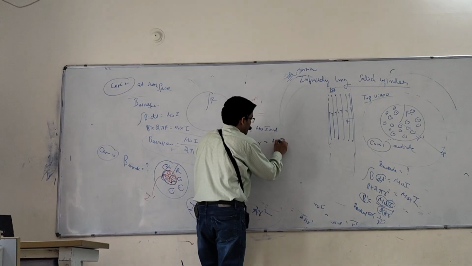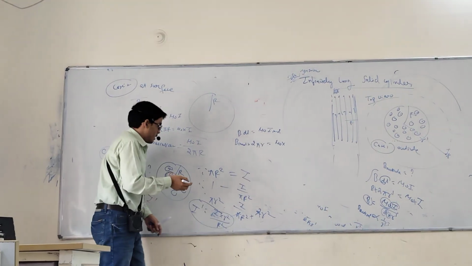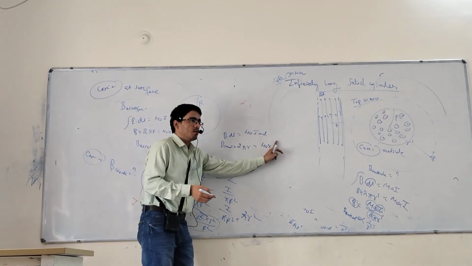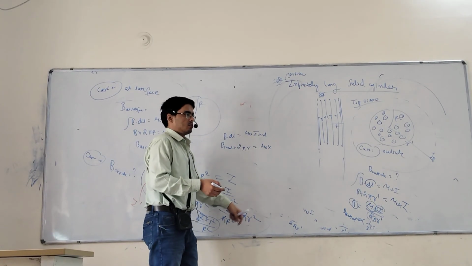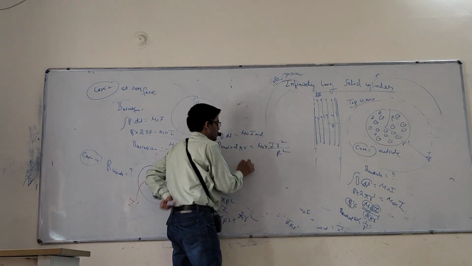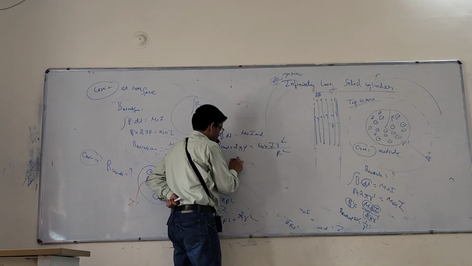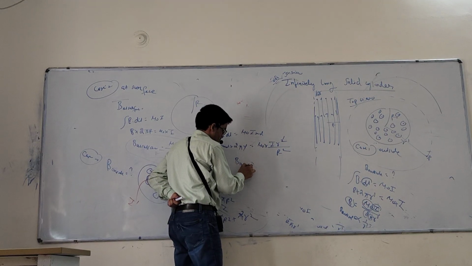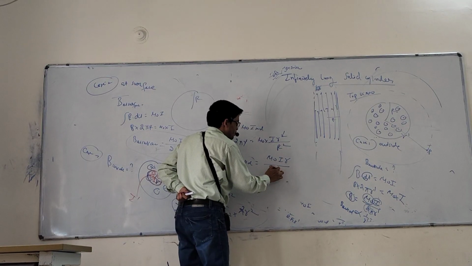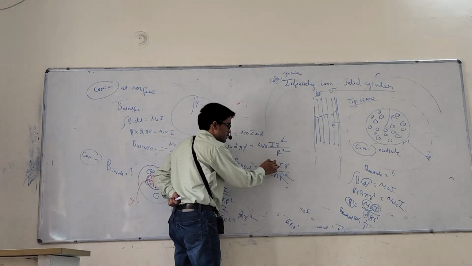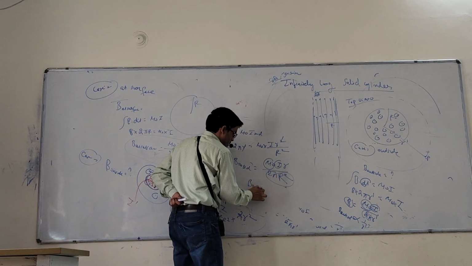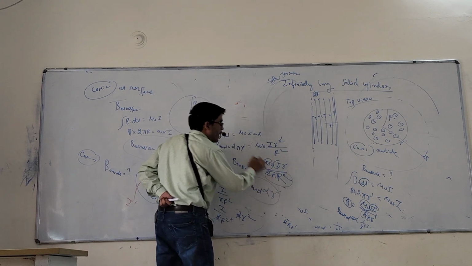Equals mu naught into I dash. Don't put the I value here, put the I dash value. I into small r square by capital R square. So r cancels out now. What is the B value, tell? B equals mu naught I r upon 2 pi R square. This is constant, that is constant. It says B inside is proportional to small r.